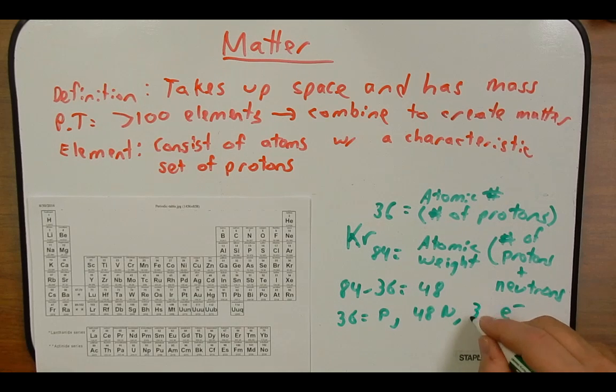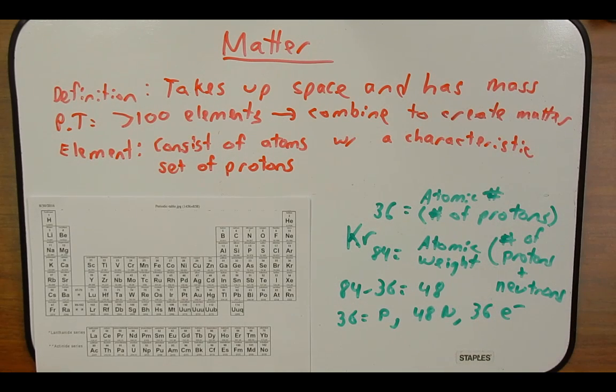So we would say there are 36 electrons. The one thing that can't change in this number is the number of protons. If you change the number of protons and make it 35 protons, it then becomes bromine. So it becomes a new element. The number of neutrons will change to some extent.